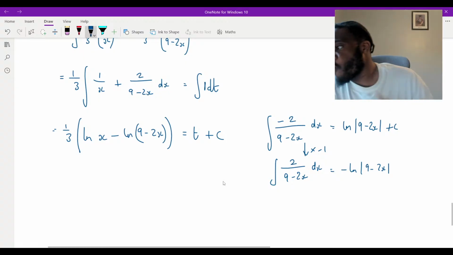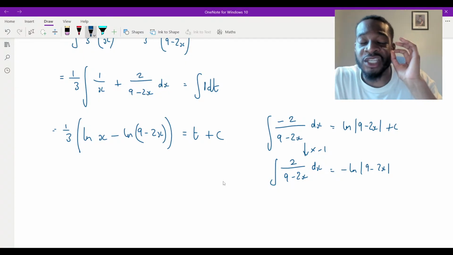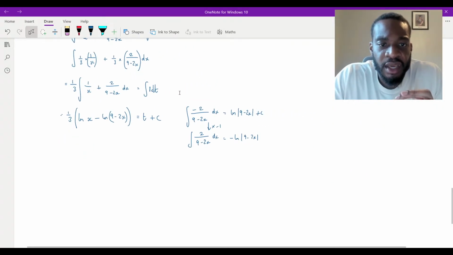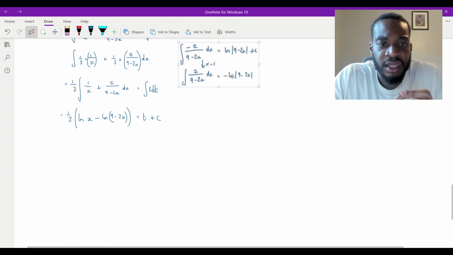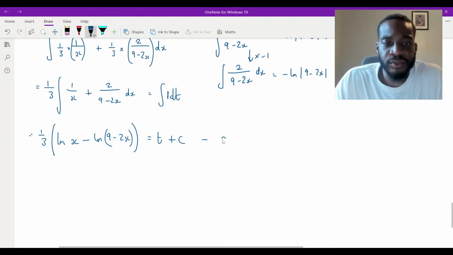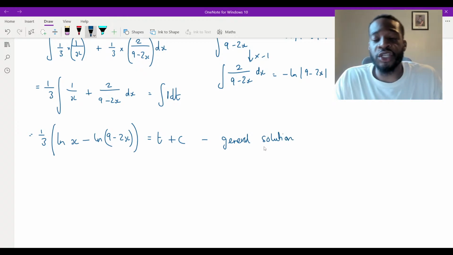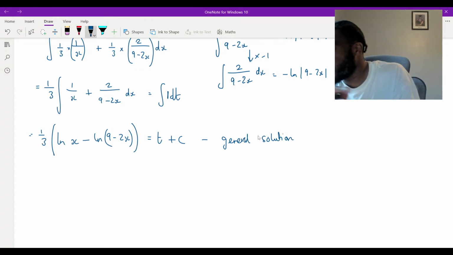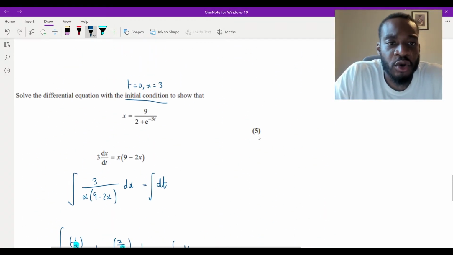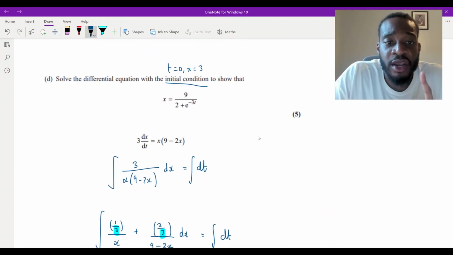So we're here now. When you get here, guys, this is going to be your general solution. So let me move this up like that there. We call this the general solution. Now, when you're trying to find out your constant of integration, that's when you use the initial condition to get a particular solution. So we're going to use those initial conditions. Remember, they told us that t equals 0 and x equals 3 were initial conditions, right?